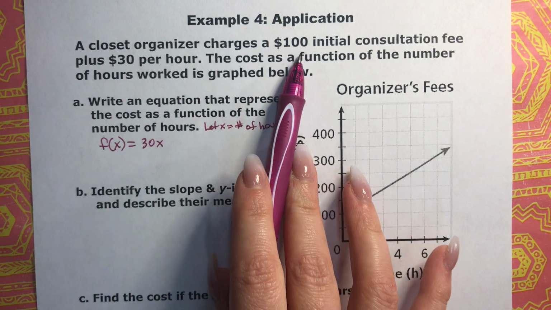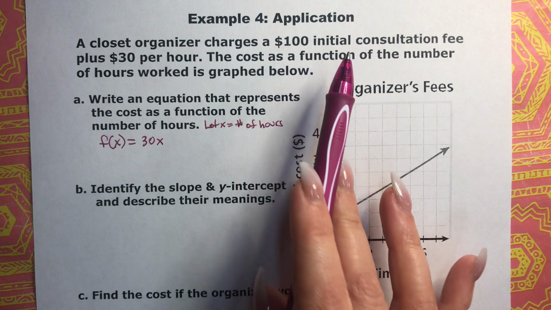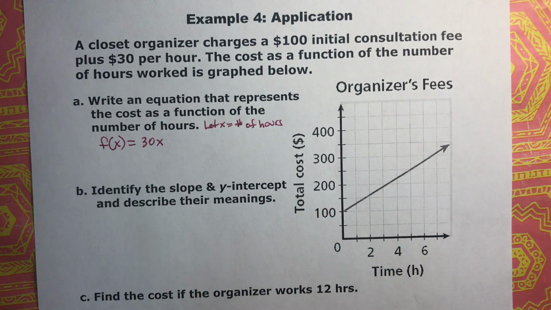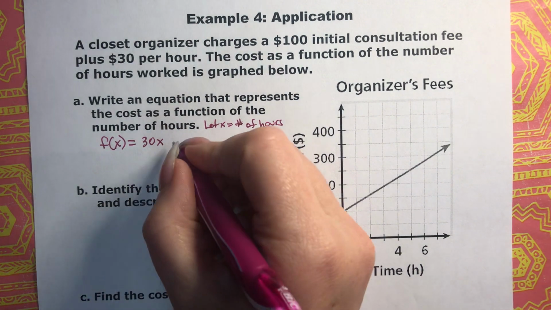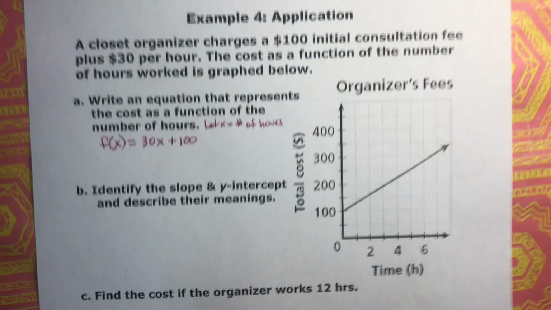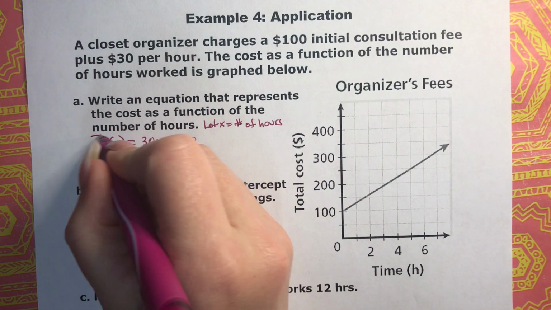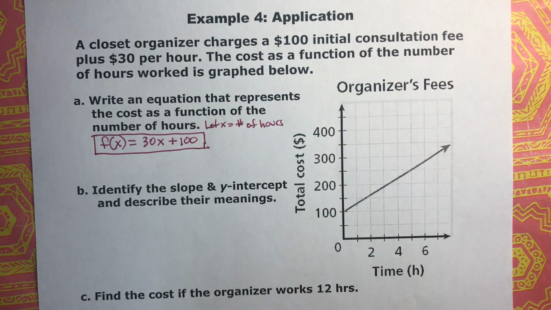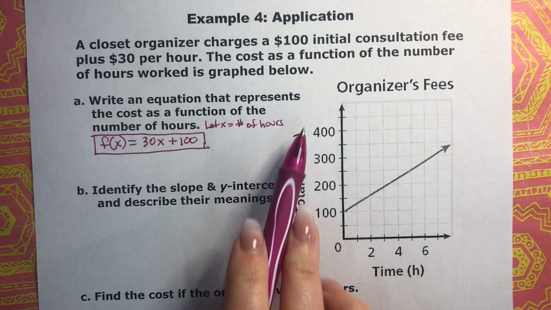However, there's initial consultation. That just means for them even to come and start giving you advice on how to organize your closet, they're going to charge you $100. So that means we would go plus 100 right there. Okay, so that is our function and how we write it. And the f of x, that's the cost, right?